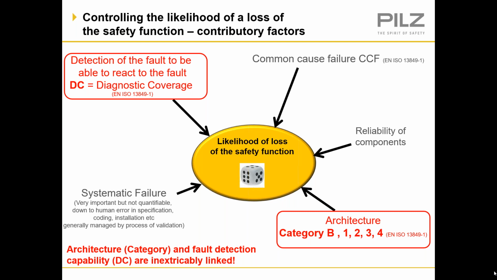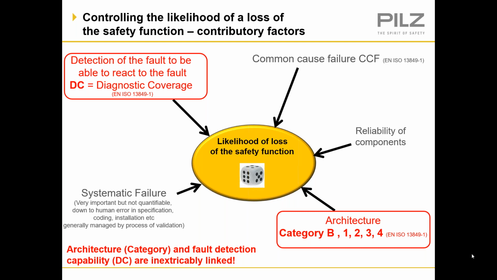And what we should point out is that the detection, or the DC coverage, and the diagnostics coverage and the category architecture are inextricably linked. You can't have one without the other. And the chance of a dangerous failure is not only based on the reliability of one component, but it depends on the total loop. So all the parameters which we design are effective on the total calculation. It depends on the whole structure.